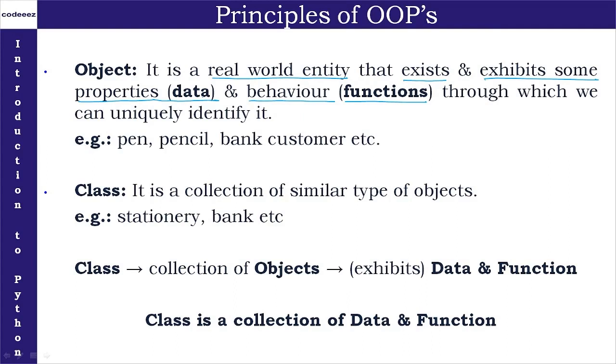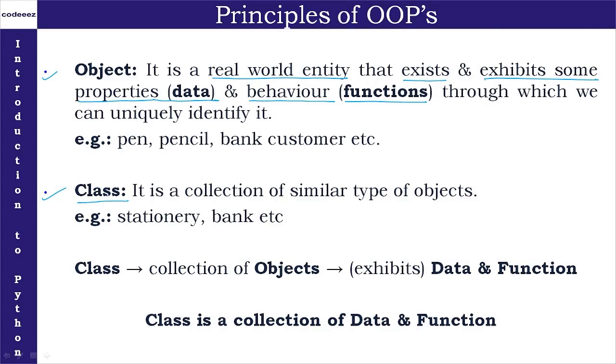Coming on to the next principle, that is class. What is a class? Class is a concept based on set theory of mathematics. As we say, a set is a collection of similar type of unique elements. Same concept is of class also. Class is also a collection of similar type of objects.